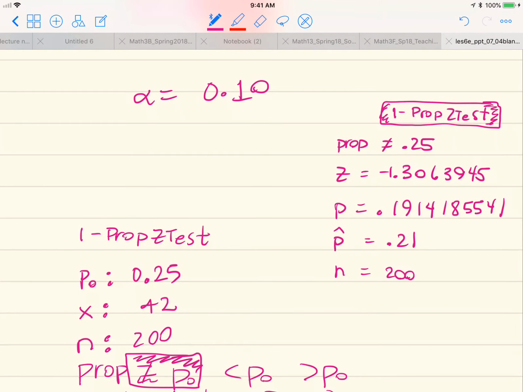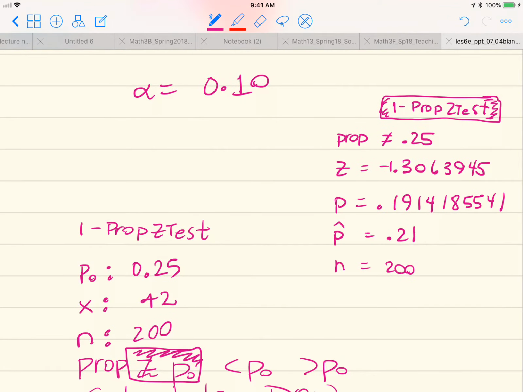Okay, so we went over this, I believe, before. This is your alternative hypothesis. This is your standardized test statistic. This is your p-value. This is your sample proportion.